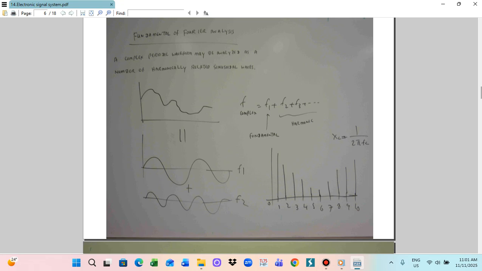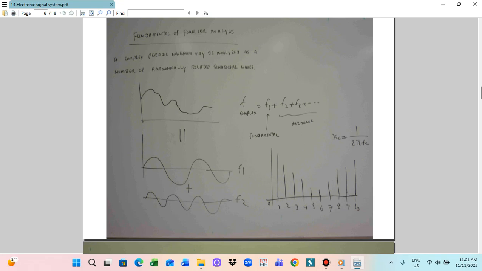So the second harmonic is twice the fundamental frequency value. The third harmonic is three times the fundamental frequency value. By combining the fundamental and the second harmonic, you can get a different complex waveform. So we can analyze the complex waveform through these standard frequencies.